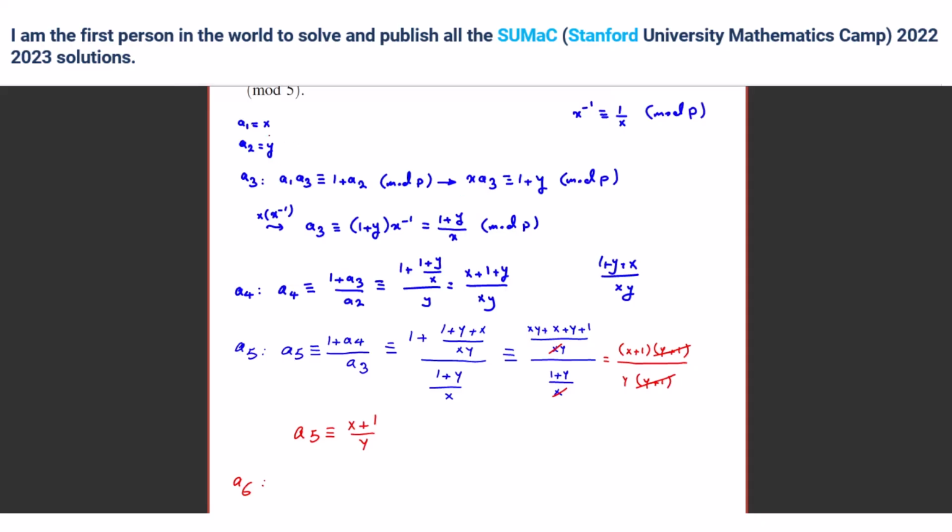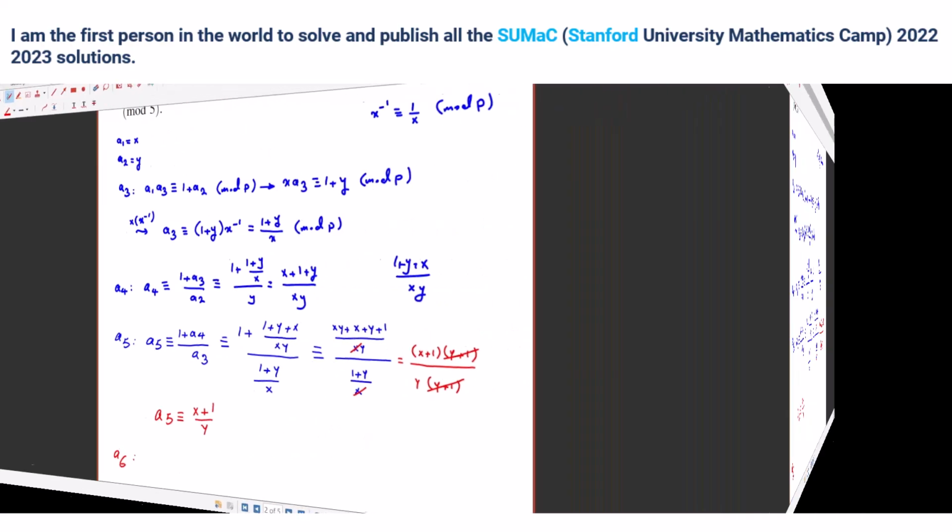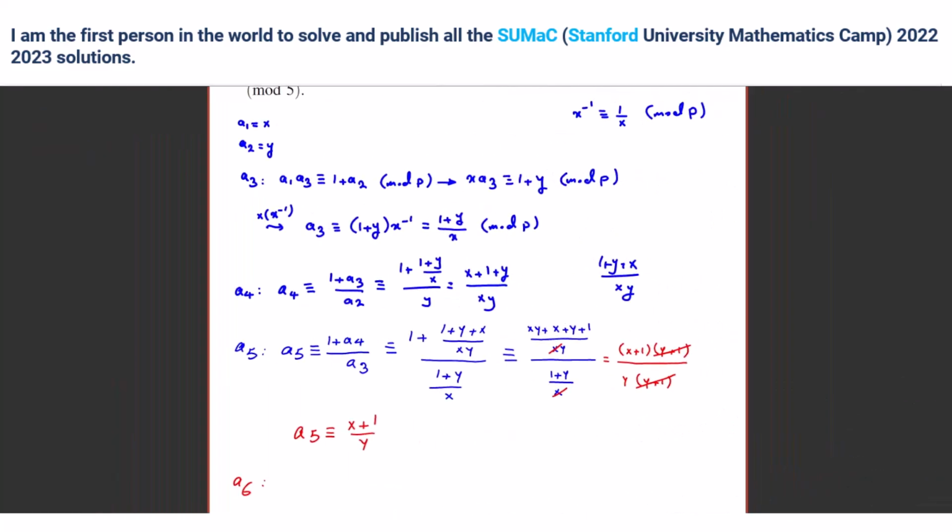Now we should focus on finding A6, right? So here x, y, this one was 1 plus y over x, A3. Next one, 1 plus previous one over A2, which is y. So x plus y plus 1 over xy. Then 1 plus this over previous one, this. So try to find A6 in terms of x and y. Just x. It is x.